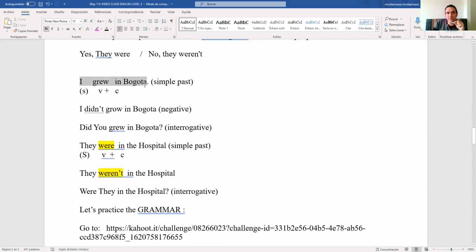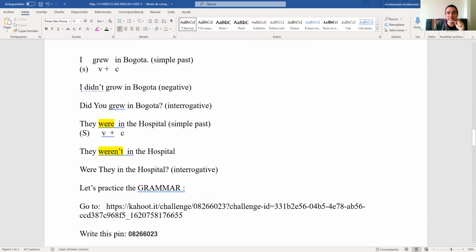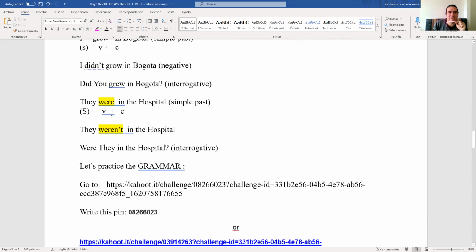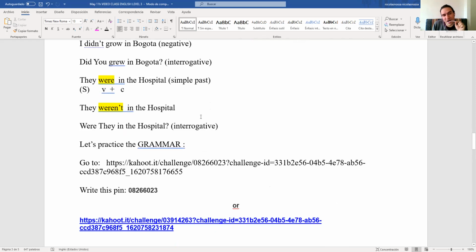Okay, other examples, unos ejemplitos, simple past. I grew in Bogotá, crecí en Bogotá. I didn't grow in Bogotá, no crecí en Bogotá. Did you grow in Bogotá? ¿Creciste en Bogotá? They were in the hospital, ellos estuvieron en el hospital. They weren't in the hospital, ellos no estuvieron en el hospital. Were they in the hospital? ¿Estuvieron ellos en el hospital?